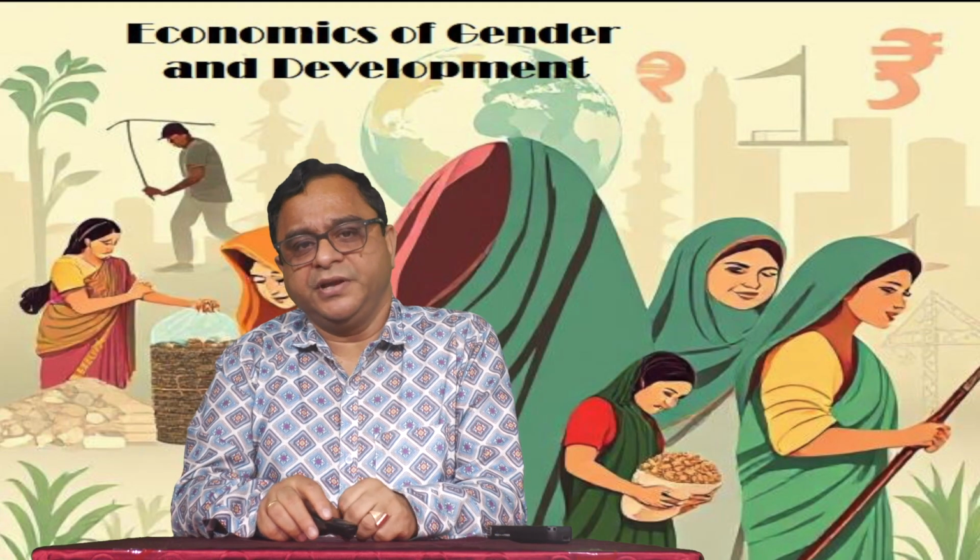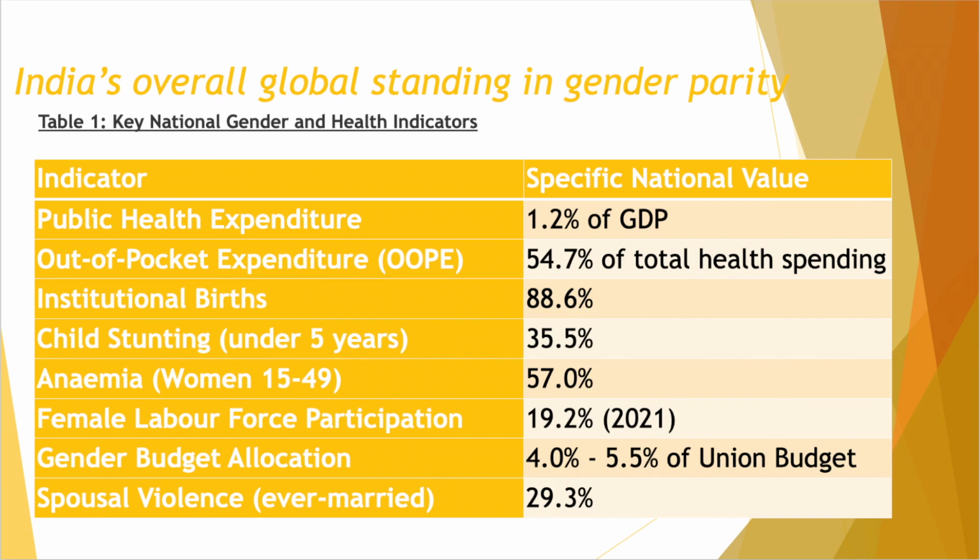So in Table 1, we see India's position in indicators like public health expenditure, which is still 1.2% of GDP, out-of-pocket expenditure, which is 54.7% of total health spending, institutional births 88.6%, child stunting under 5 years 35.5%, anemia in women in the age group 15 to 49, which is significantly high at 57%, female labor force participation 19.2%. This is just for the year 2021, which is significantly low. And gender budget allocation is 4% to 5.5% of union budget, and spousal violence 29.3%.